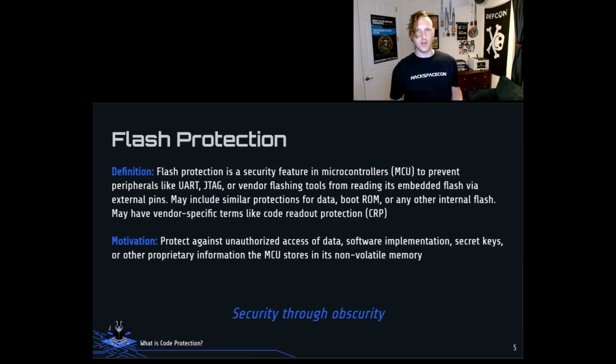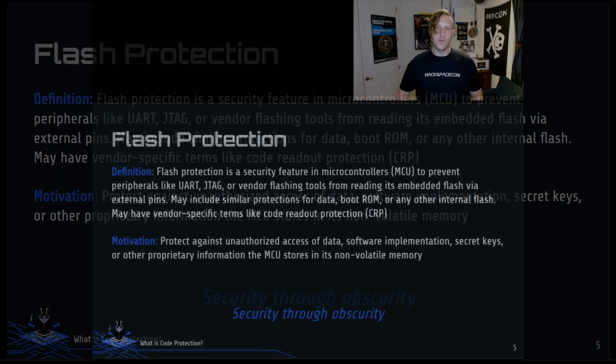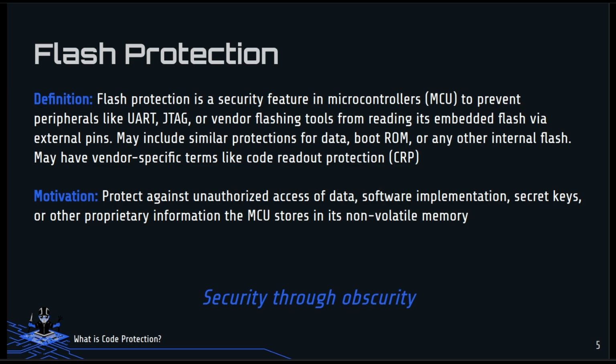So what do we mean when we talk about code protection? The primary thing that we're talking about is flash protection. These microcontrollers have memory embedded inside of them, and the goal of flash protection is to prevent peripherals like UART, JTAG, or some vendor-provided tools from reading the embedded flash via the external pins. It may include similar protections for data sections, boot ROM, or other internal flash banks, and it can also have vendor-specific terms like code readout protection.